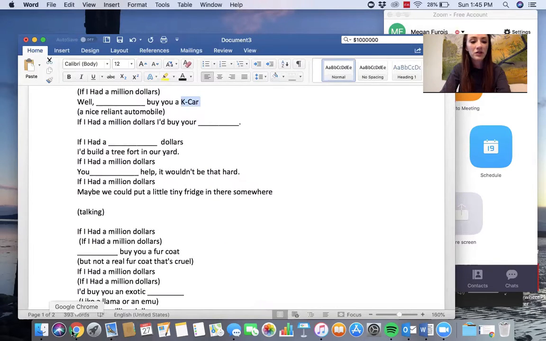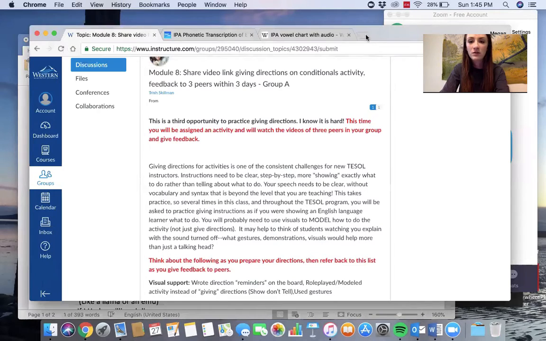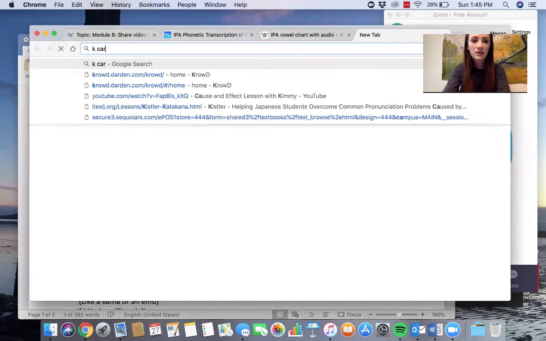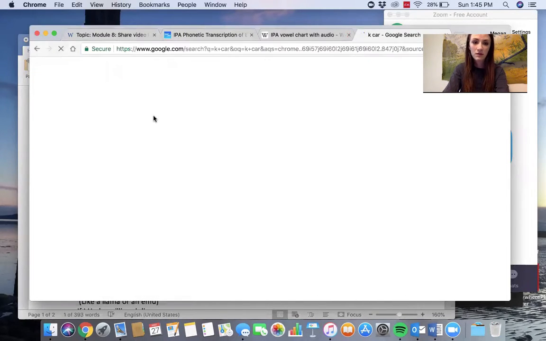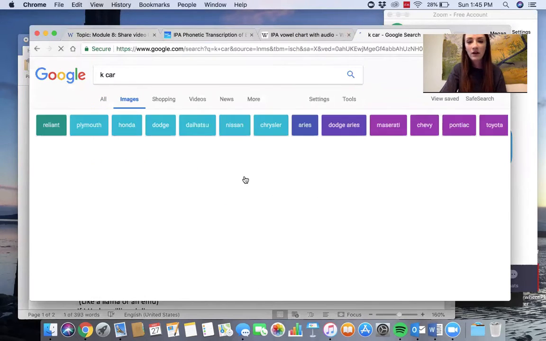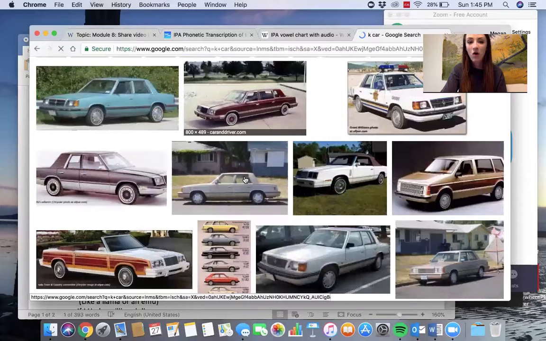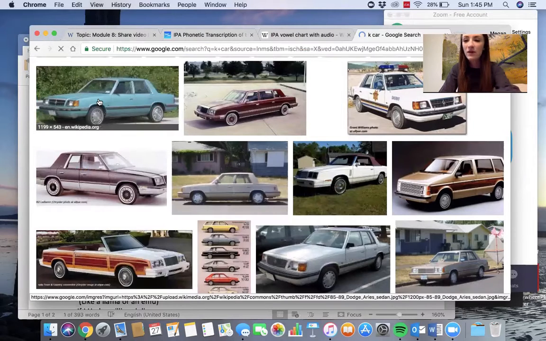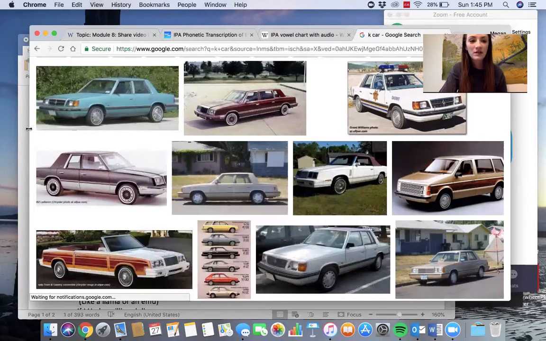Let's look up a picture of K-car real quickly so you can see what a K-car is. If it loads. There we go. Chrysler K. So this is a very reliable but very nice car. Or it was back in the day when this song, it's kind of an older song. He'd say, I would buy you a K car. He said, I'd buy you one of these.